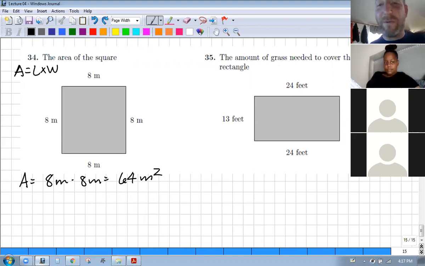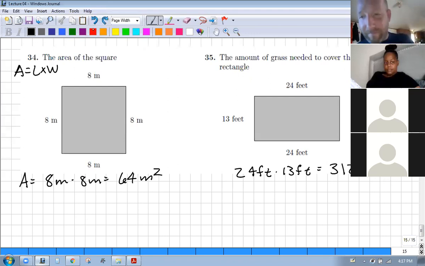So we got 24 feet times 13 feet, which is, what was it, 324? Hold on. Yeah, no, 312. Let me double check. Now you're making me question myself. Yeah, it's 312. 312 feet squared. You got to put the feet squared in there, otherwise it's wrong. Because 312 feet is a length, right? 312 feet squared is an area.